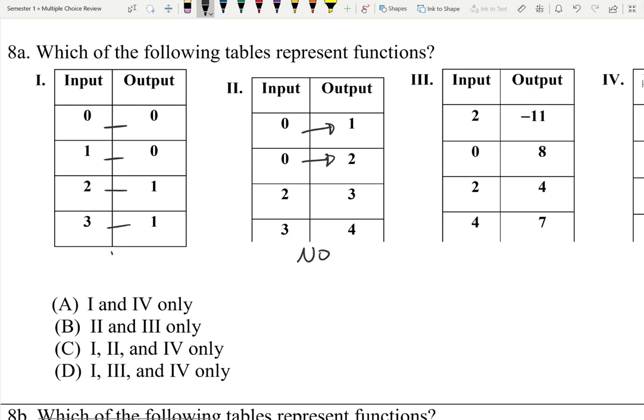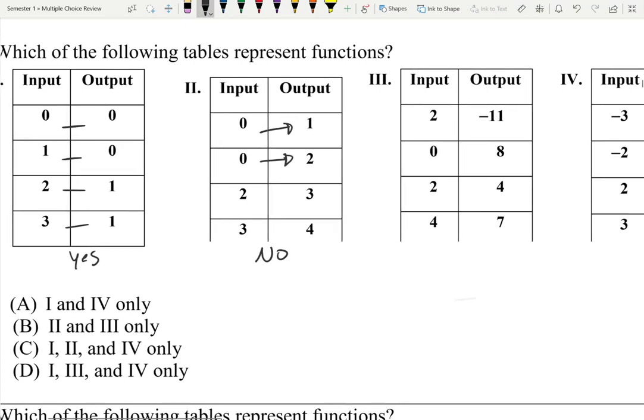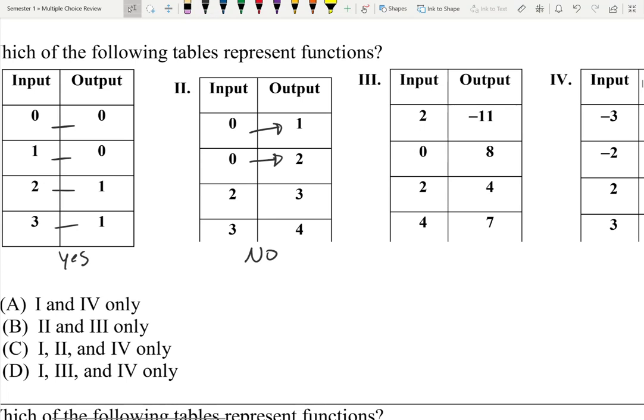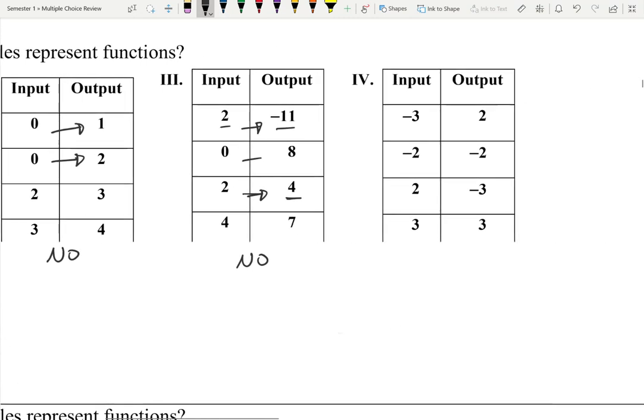This is yes. Let's check the third one out. It would be 2 to negative 11, 0 to 8, 2 to 4. So there's our problem. Sometimes when we input a 2, we get out a negative 11. Other times when we input a 2, we get out a 4. So that one's a no.